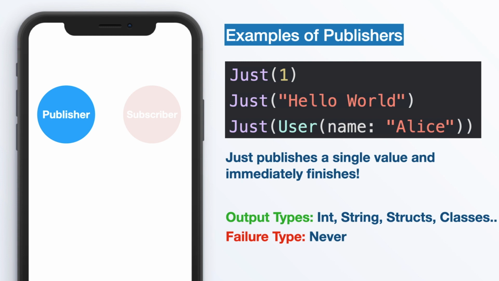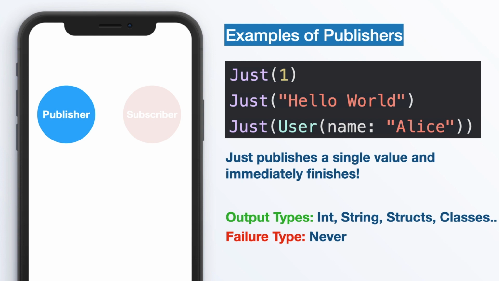As I mentioned earlier, a publisher has its output type and failure type. Now with Just, it's very obvious what the failure type is. It will never fail because it's really predictable what it's doing. It's just publishing these values and then it finishes. However, the output types will be different for each of them. For the first one, it will be an integer. For the second one, a string. And for the third one, it will be the type of the struct or class.